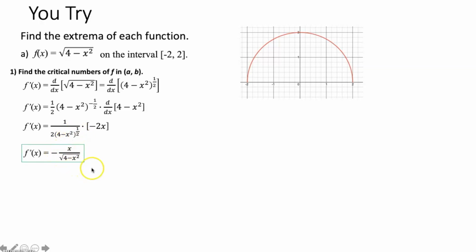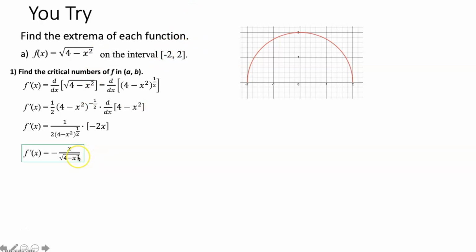Now, we need to figure out, where does this derivative either equal 0 or not exist? Well, where does it not exist? Well, it wouldn't exist at whatever x value causes this denominator to equal 0. So that would be 2 and -2. But those are already our endpoints. And we learned from last time, anytime we have a closed interval like this, we're automatically going to check our endpoints for extrema. So we don't have to write that because we're already going to check those anyway.